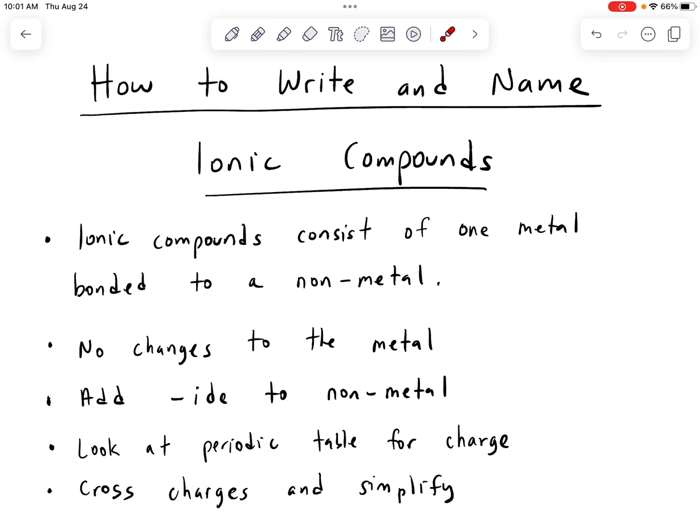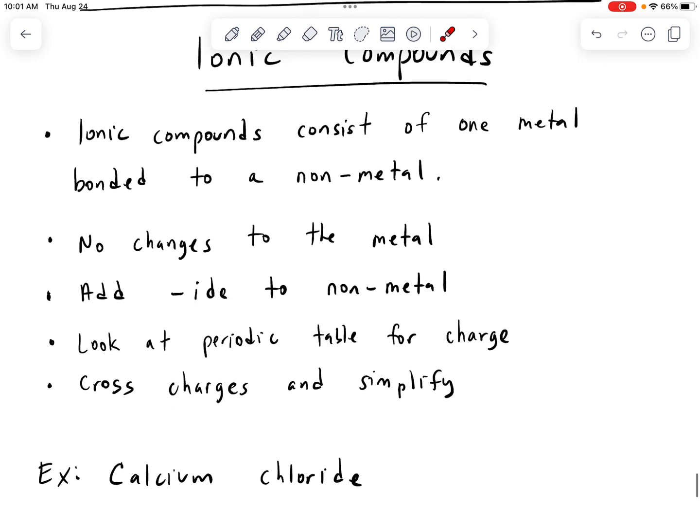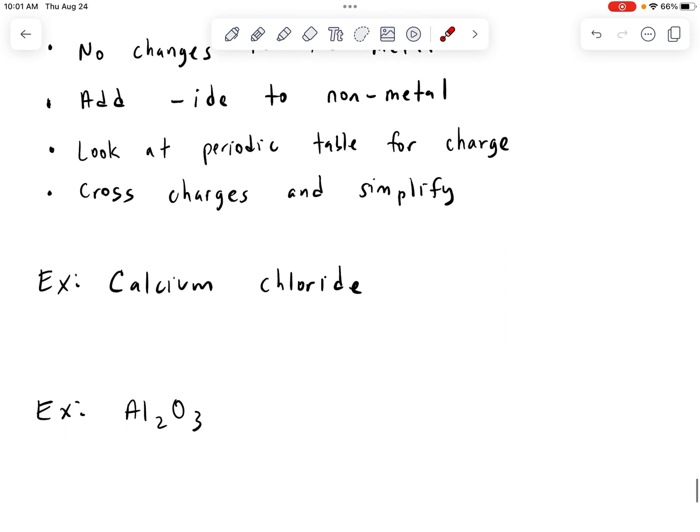When it comes to naming this compound, we are not going to make any changes to the name of the metal, but we are going to add "ide" to the nonmetal. In writing these ionic compounds, we need to look at the periodic table for the charge, and then once we have both charges, we're going to cross the charges and simplify to get the correct chemical formula. All right, so let's take a look at two examples here.